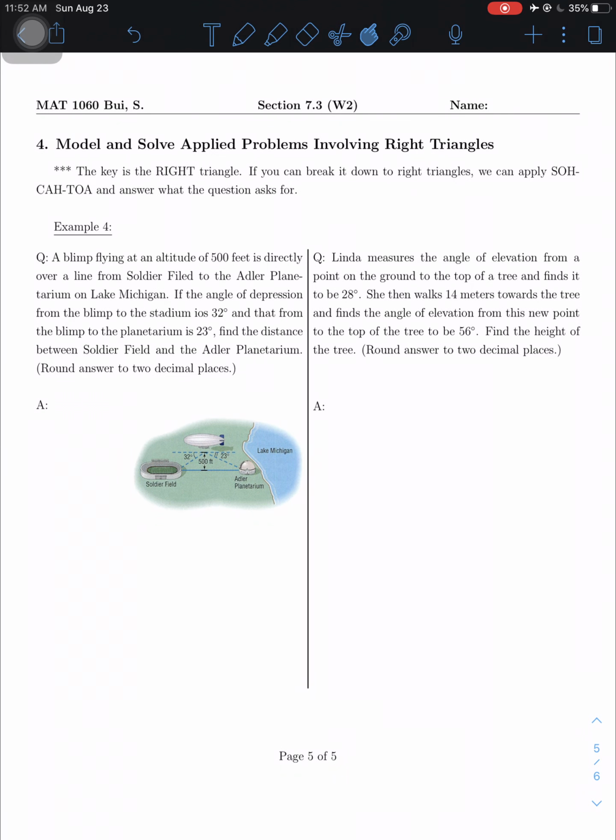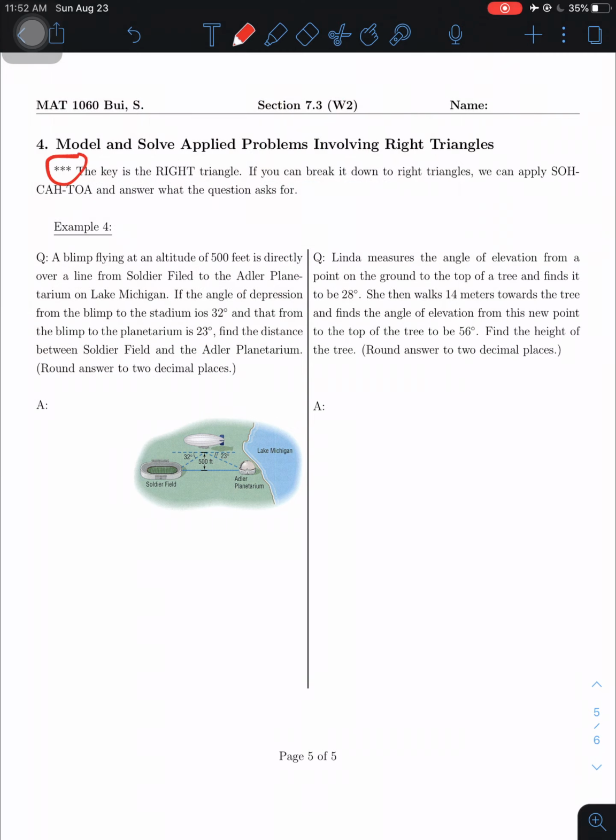Okay, last objective of the day. Model and software apply problems involving right triangles. The key to the right triangle, the key is the right triangle. Whenever you see the symbol of like three stars in here, it means those are my tips.